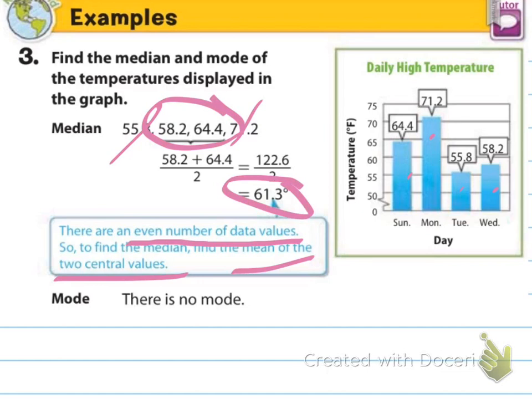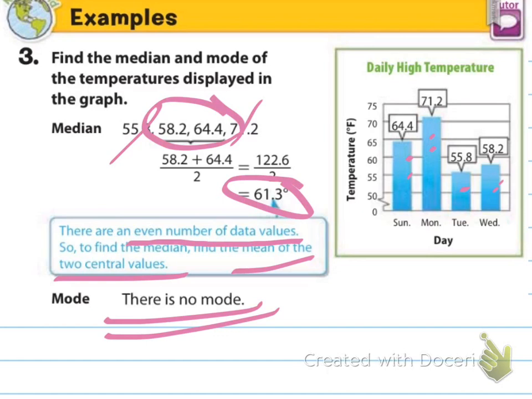Then when we go to mode, you notice that nothing shows up twice. We've got 55, 58, 64, 71. None of those are duplicating, not even once, so there is no mode. So not only can you have more than one mode, but you can actually have no mode as well.